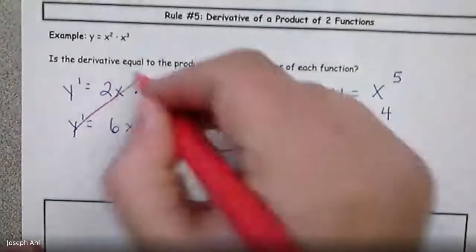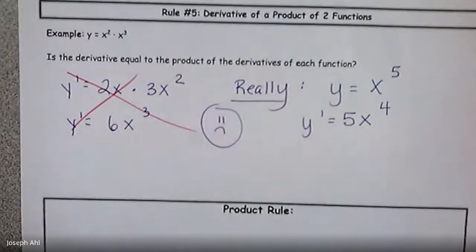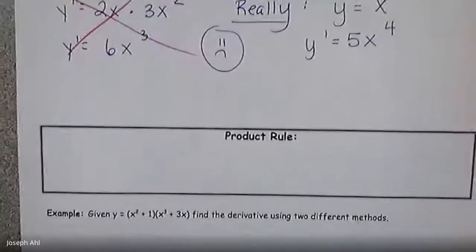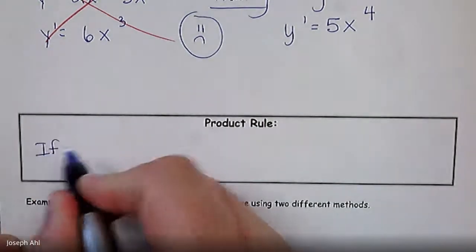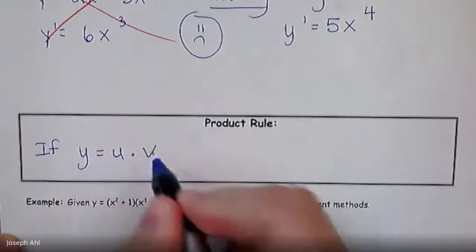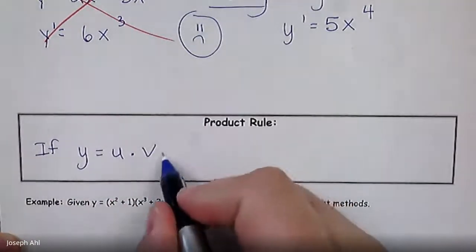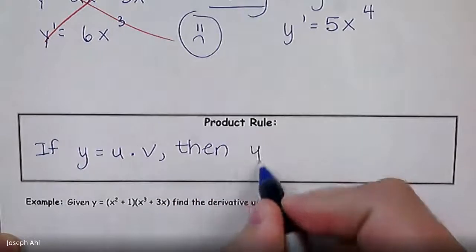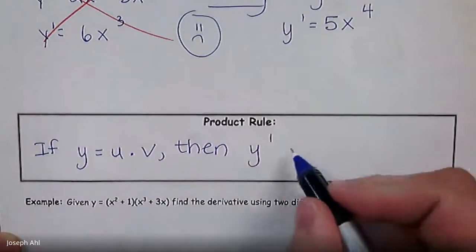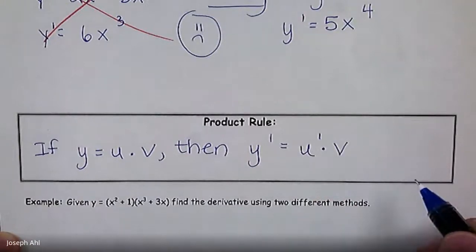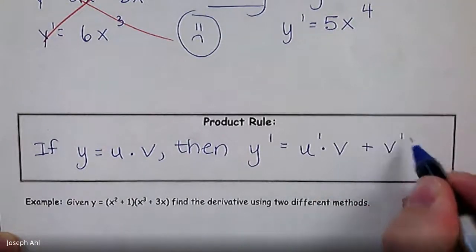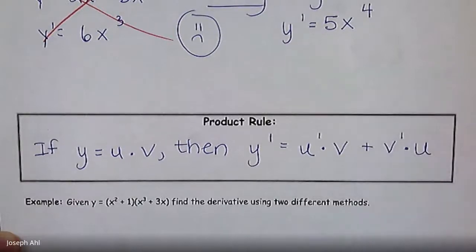Oh no. So the correct answer in this case is 5x to the 4th, but how will I get that using a different rule? So we're going to talk about something called the product rule. And I think we have a proof of this tomorrow, so we'll hang tight on that for now. But the product rule states that if a function y equals the product of two other functions, u times v, then y prime, the derivative, equals the derivative of the first times the second plus the derivative of the second times the first.